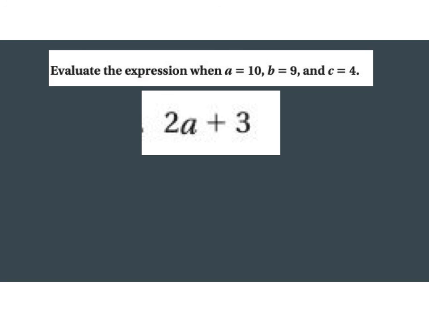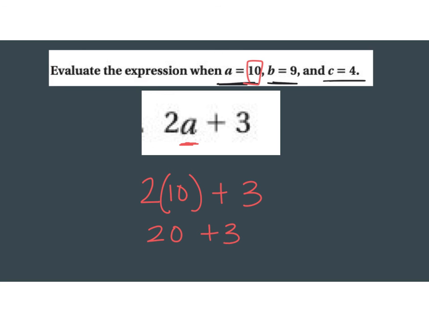So again, sometimes you're going to get expressions that look like this, where they give you values for A, B, and C, multiple variables. But this expression only has one variable. So if I have 2A plus 3, remember it's right next to the A, so A equals 10. So I'm going to substitute in that 10 plus 3. Well, multiplication comes before addition, so 2 times 10 is 20 plus 3 equals 23.